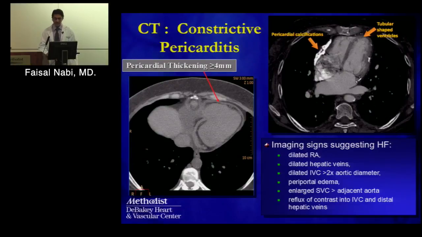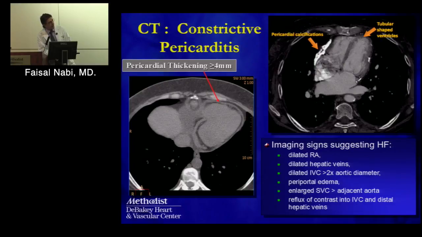So here's a case of a patient who had constrictive pericarditis, 2 different patients, and we'll just walk through it. Here's what a very thickened pericardium looks like. This was a non-contrast CT. This was greater than 4 millimeters thick. Here was a case where you can see this very calcified pericardium.